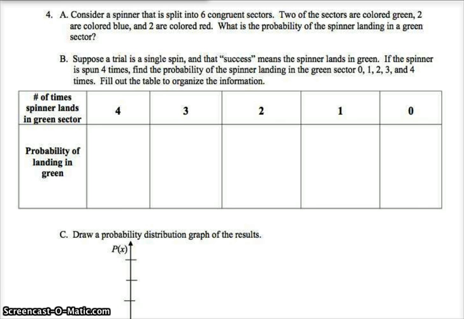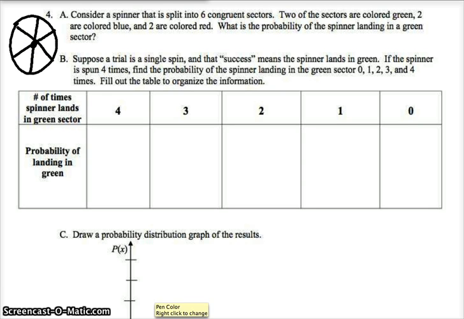It says, consider a spinner that is split into 6 congruent sectors. 2 of these sectors are colored green, 2 are colored blue, 2 are colored red. What is the probability of the spinner landing in green? So if you're having trouble picturing what that looks like, it's really taking a spinner and separating it into 6 congruent parts that obviously should be in the center right there.